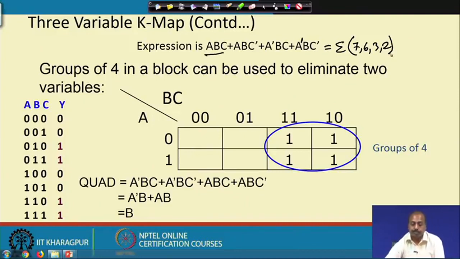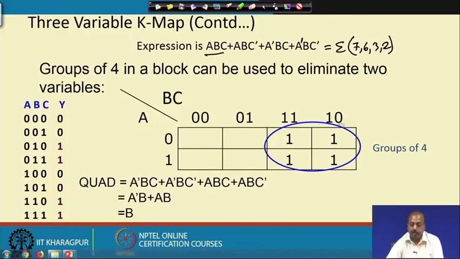So, this is the function. If you look at the corresponding Karnaugh map, it is a 3 variable map, and we will have a situation like this. A bar B C bar will be on this row, so this one is 1. Then 0 1 1, A bar B C, this is also equal to 1. Then we have A B C bar, so this one is 1, and then we have A B C, so this is 1.